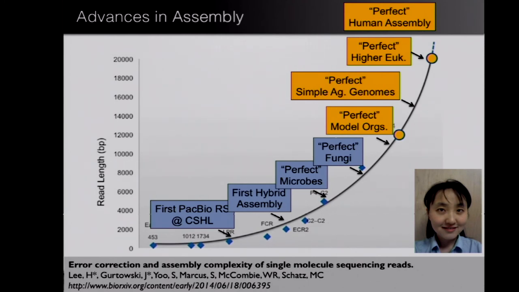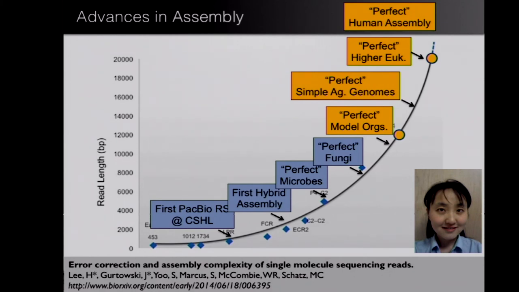Now we're up into the stage where we can more or less give you, you want a perfect Drosophila assembly? Okay, that'll be $10,000 and 2 days worth of work. It's just incredible how fast we can move on these things. We're certainly not yet at the point where we get perfect human genome assemblies.